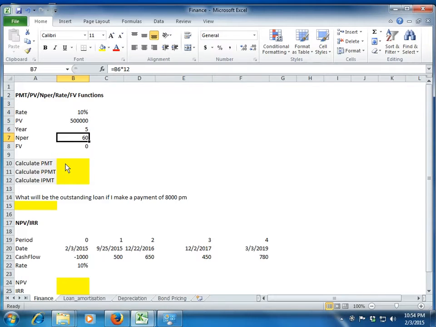So if it's a monthly installment, the number of periods, okay, the NPER stands for number of periods. So the number of periods will become 12 into 5, that is a year into months per year. My future value is 0. That is, the entire amount will go as a part of EMI and nothing will be outstanding at the end of the last payment. So in that case, given this data, I want to calculate what is the monthly payment which will make sure that my loan gets repaid in 60 months.